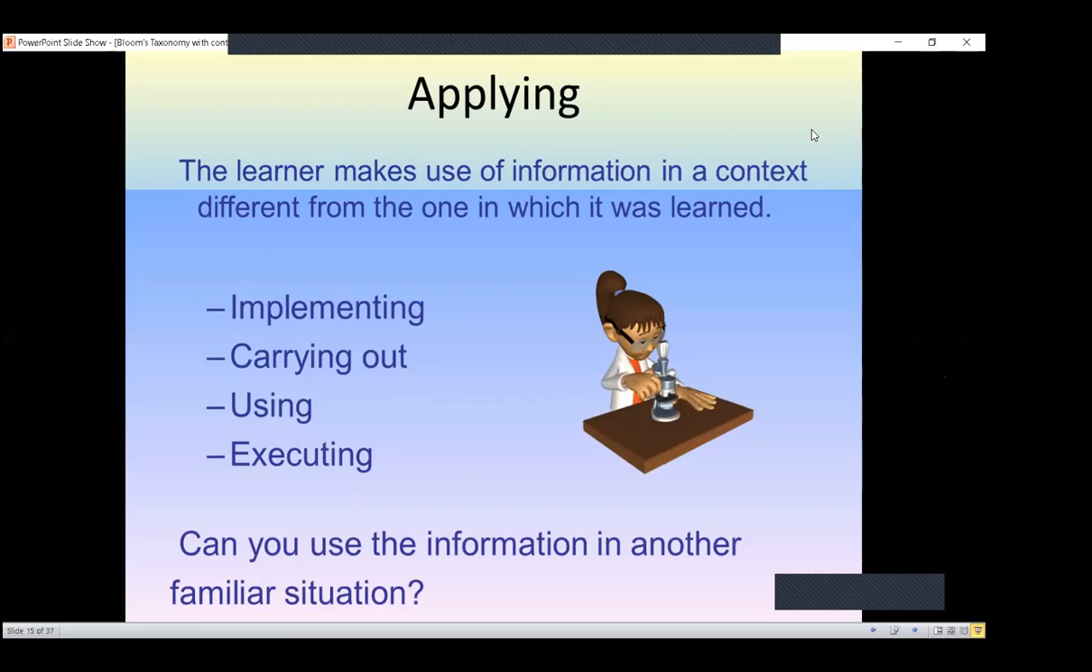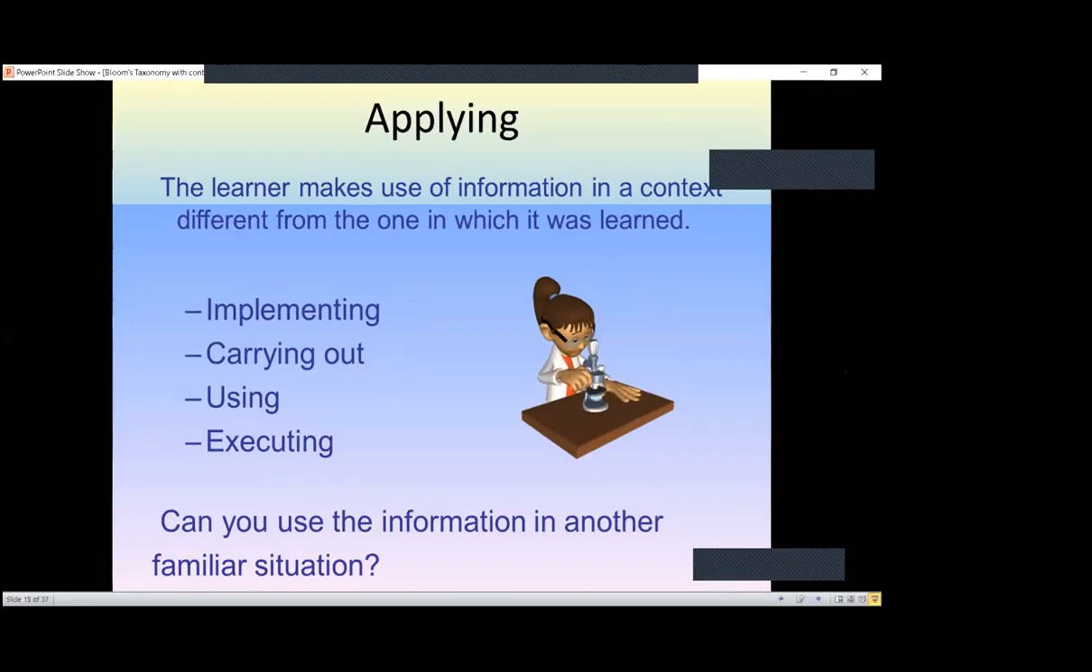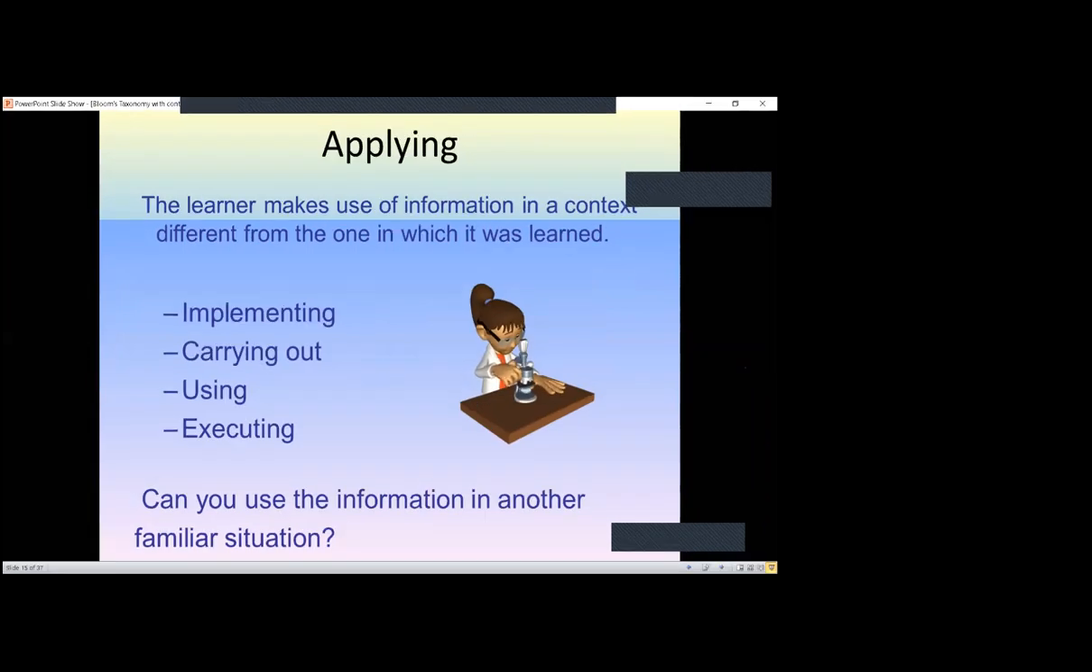So whatever information is given to us, application of the same information in some other situation, that is what applying is. Sometimes what happens, suppose it's mathematics. If you give a similar kind of problem, students can solve it. But if you change the wording, if you change the figures, then students get confused. It means they are not able to apply it. That is very, very important, to encourage students to apply whatever they have learned in other situations.